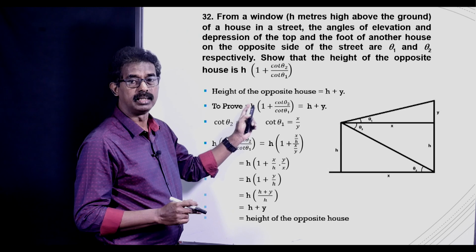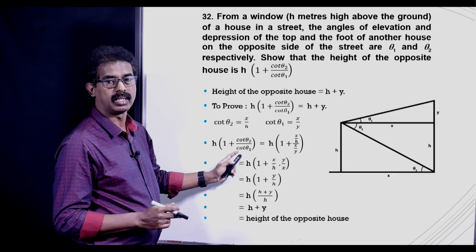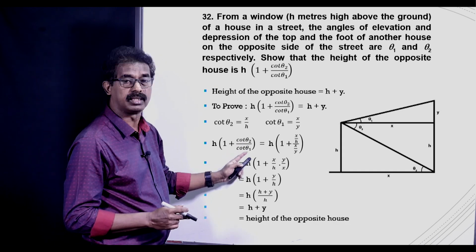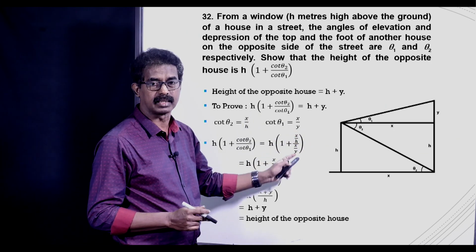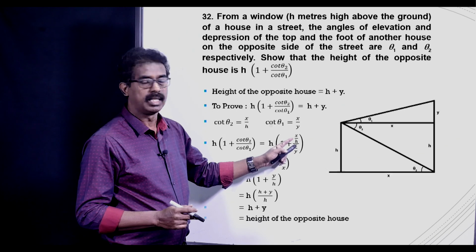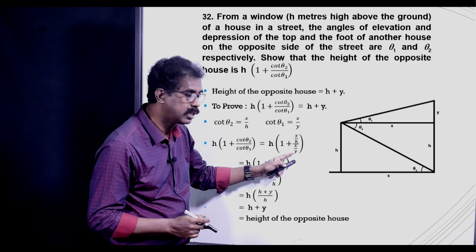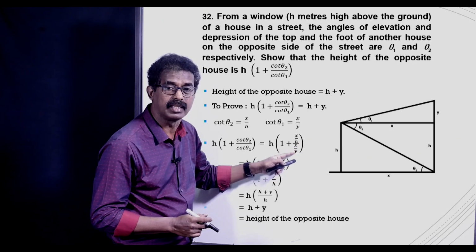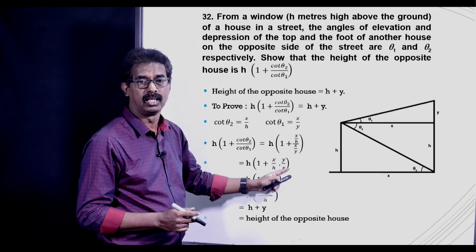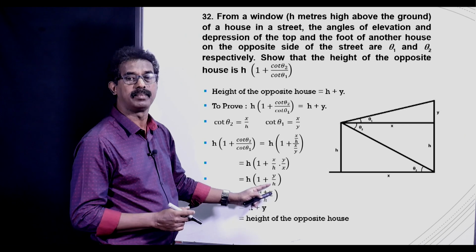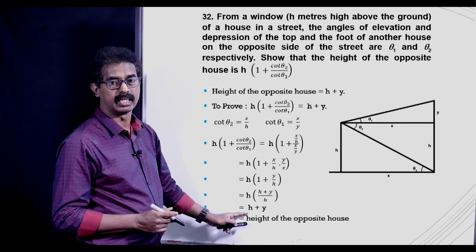Now I am taking one side fully. What do you have to prove? This height is equal to h plus y. I am taking this part fully, substituting the values of cot theta 1 and cot theta 2, both of which we got here. The numerator is x by h, the denominator is x by y, so take the reciprocal of the denominator: x by y becomes y by x. Now we can cancel this x, and you get y by h. Take LCM, h is the LCM, so h plus y, and both the h values cancel, you are getting h plus y.